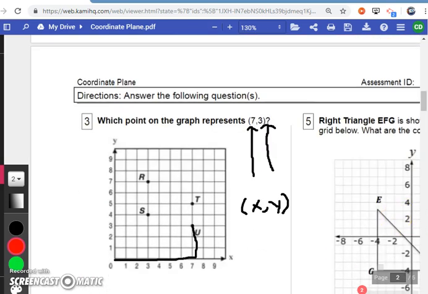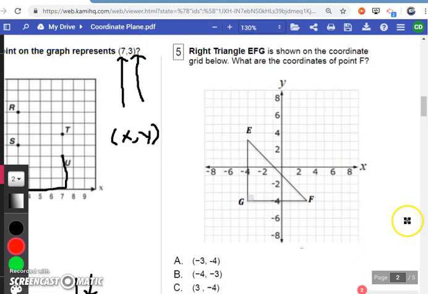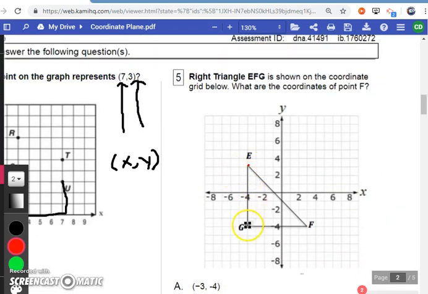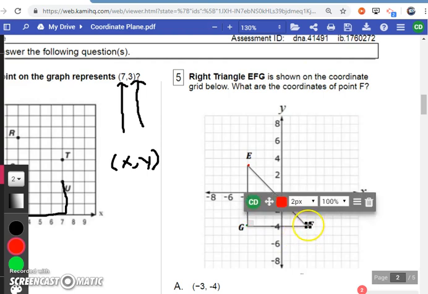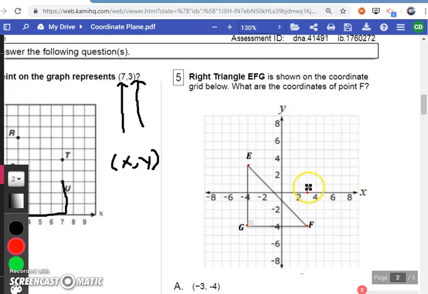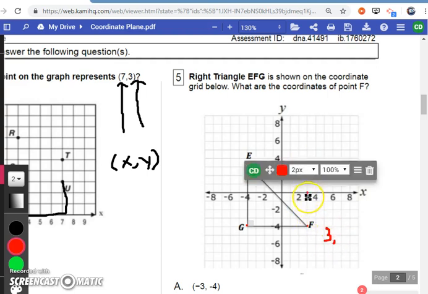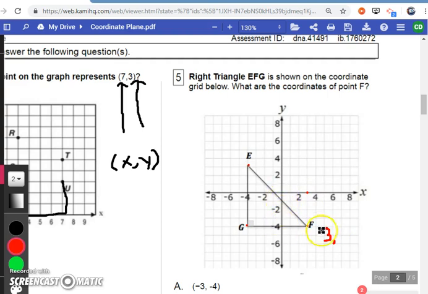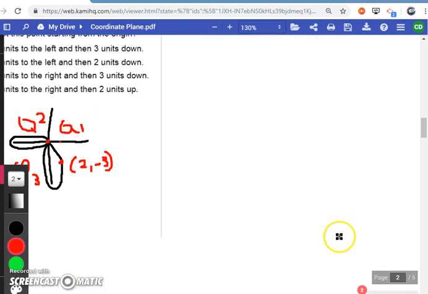I'm going to see if we can find 5. There we go. Right triangle EFG, that refers to these points. E, F, and G are shown on the coordinate grid below. What are the coordinates of point F? So we're going to take a look at F. Okay, so we start with X, and you go across, and you can see that's a positive number. That's 3. So you can see it is on the positive 3 of X. However, it does go down. These are negative numbers. So we're going to go down Y, and it's going to be 3, -4. That is the coordinate of point F.